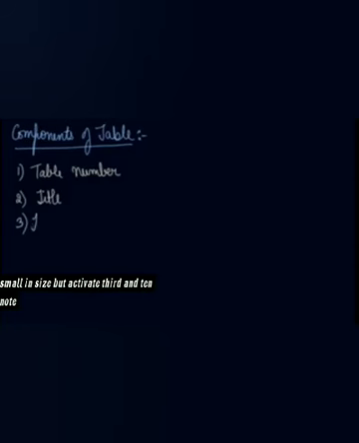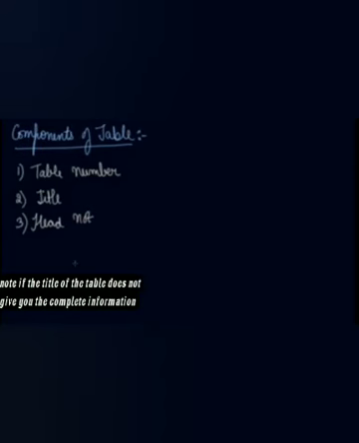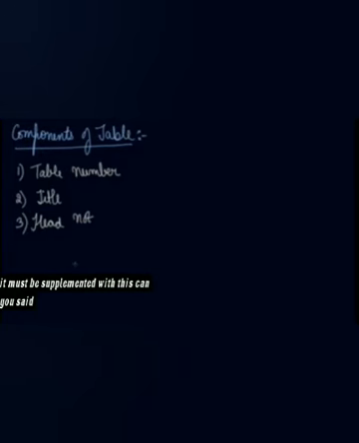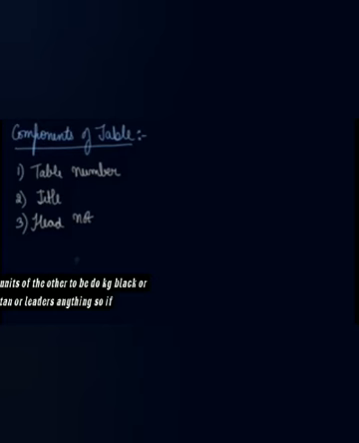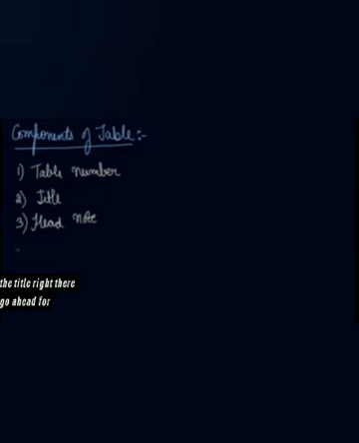Third is head note. If the title of the table does not give you the complete information, then it must be supplemented with the head note. Head note completes the information in the title of the table. So, such as the units of the data, which means your kgs, lakhs or tons or liters, anything. So, if you are not able to give all the information in the title, write it as a head note.